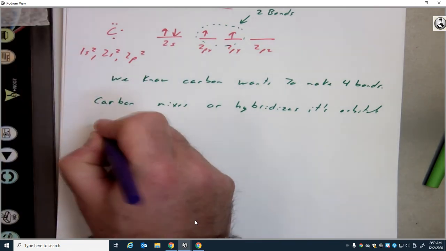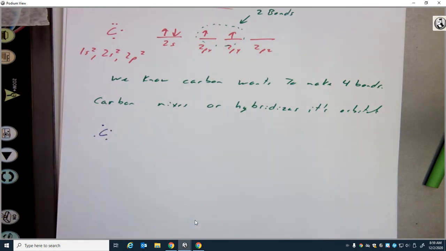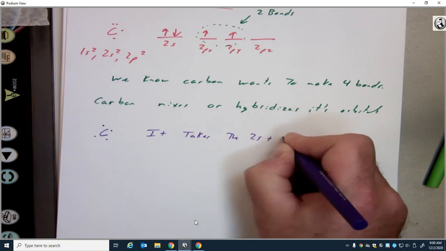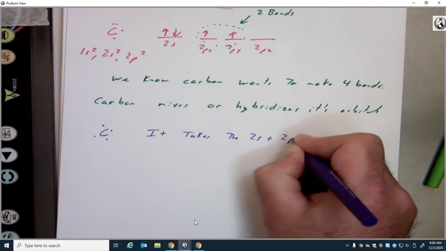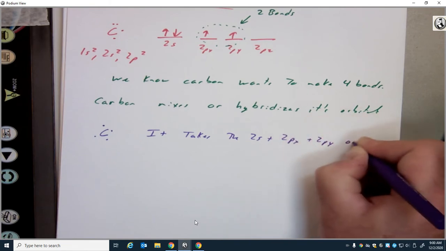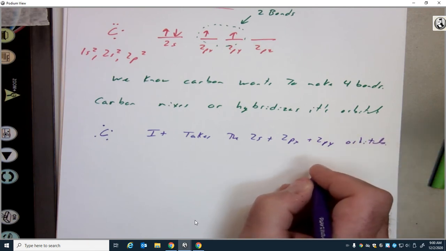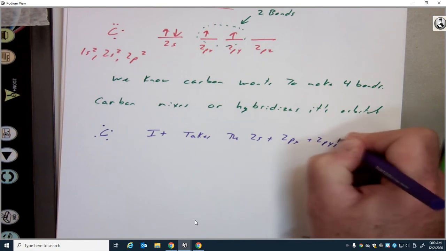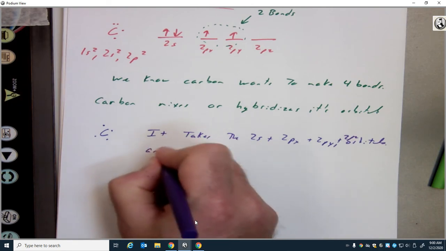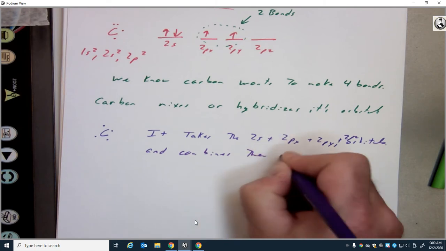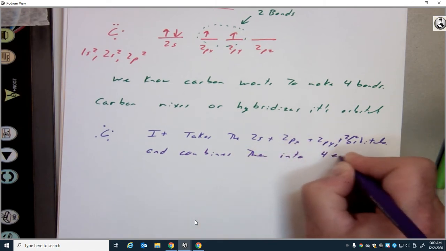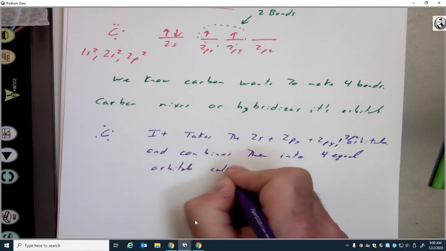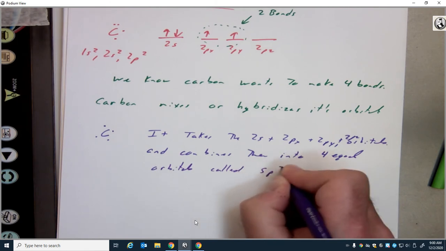So we know that carbon really acts like this. What happens is it takes the 2s and the 2px and 2py and 2pz orbitals and combines them into 4 equal orbitals called sp3 orbitals.